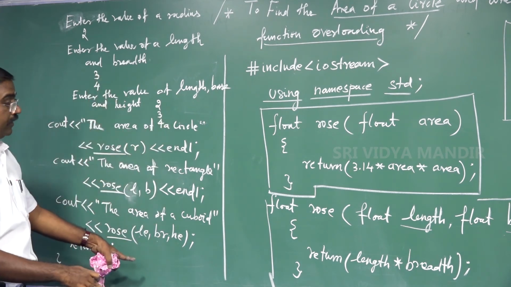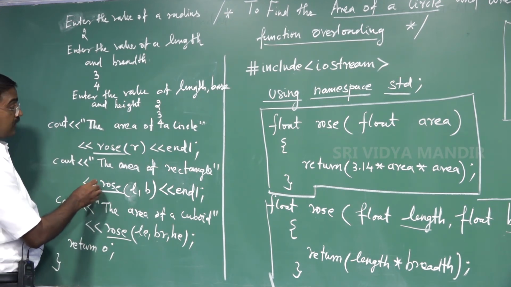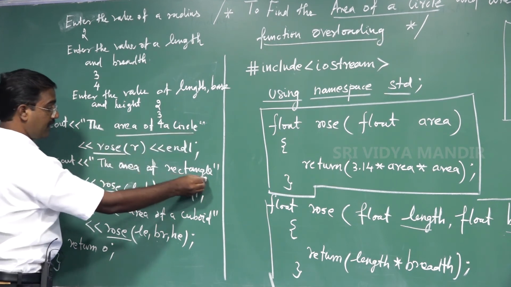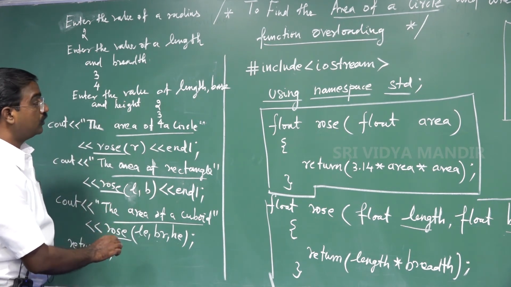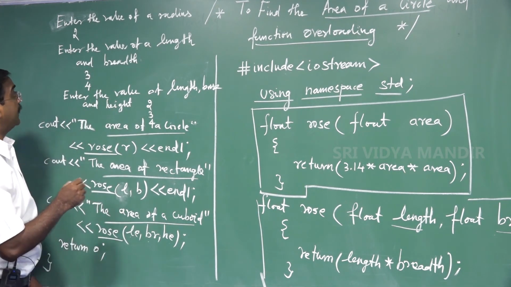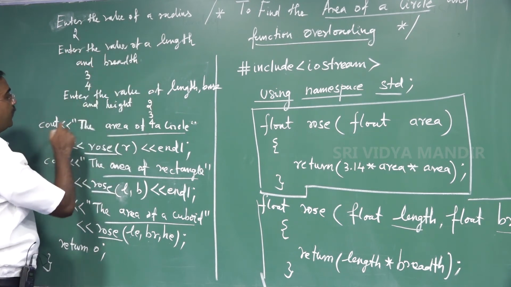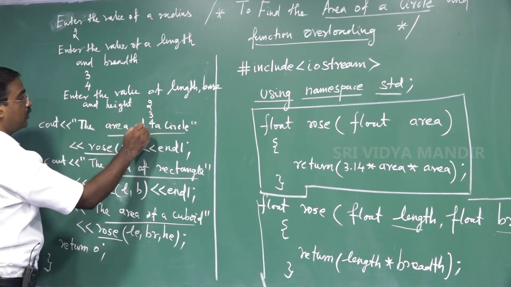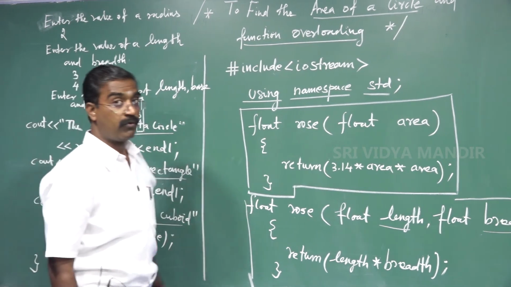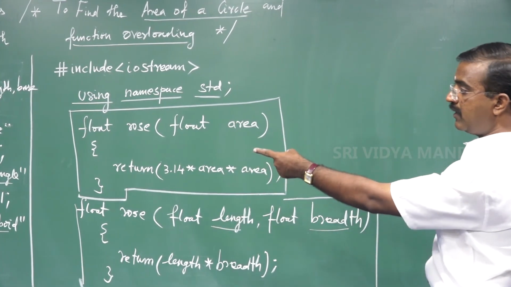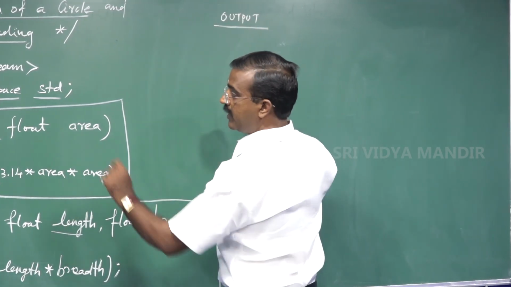Inputs are over, but we'll find the resultant. How will we get it, sir? We will get the resultant. First one is area of a circle, second one is area of a rectangle, third one is volume of a cuboid. The final output will come here. Enter the value of radius 2, enter the value of length and breadth 3 comma 4, enter the value of length, base and height 2 comma 3 comma 4. In this output, what is the first line?